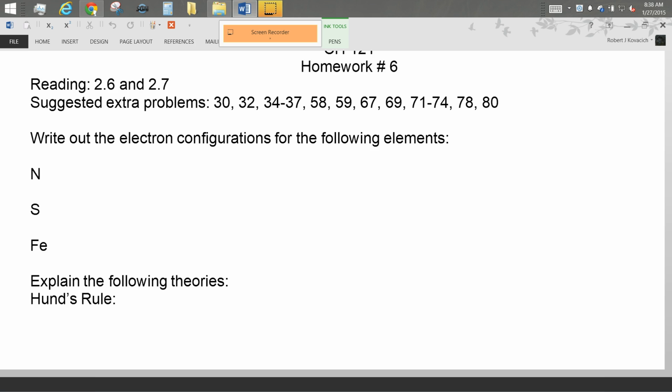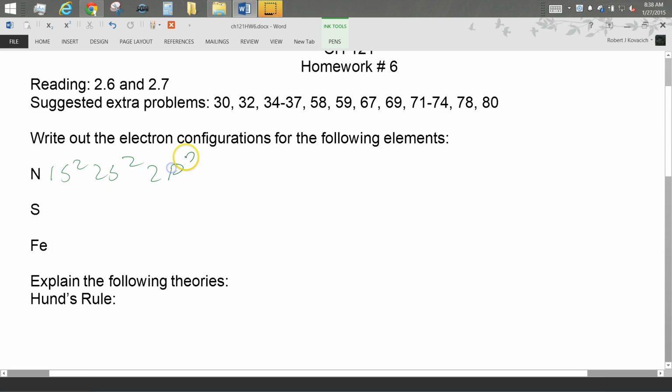Electron configuration for this first one, the nitrogen. So if you just add up the electrons, the 2, the 2, the 3, you're at 7. So that's an easy way to make sure that you got the correct number of electrons in there.